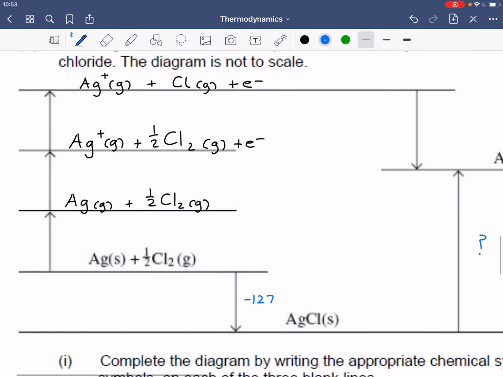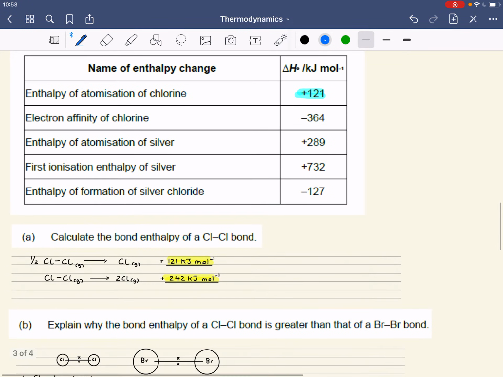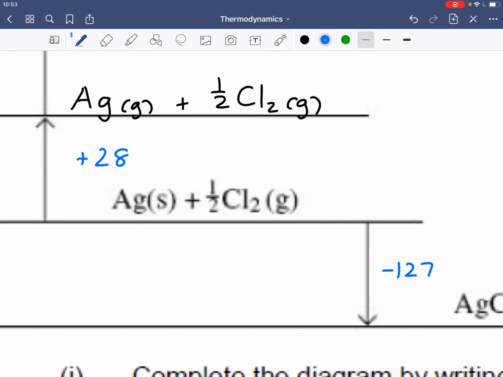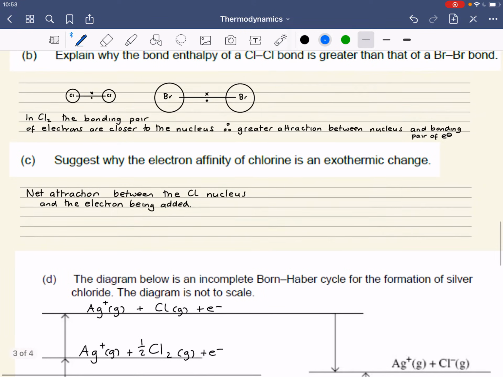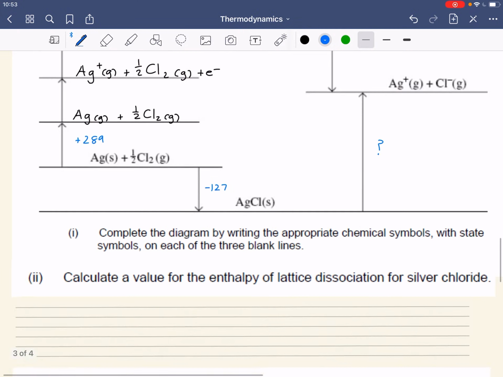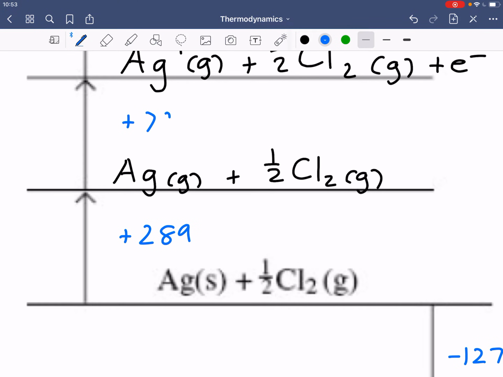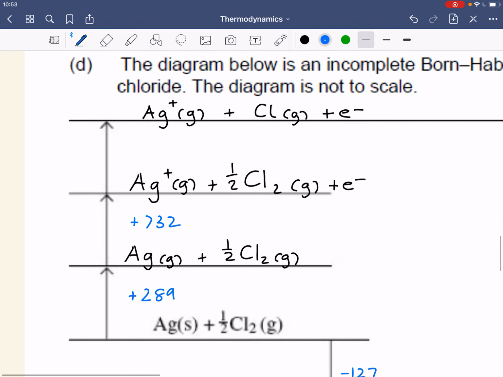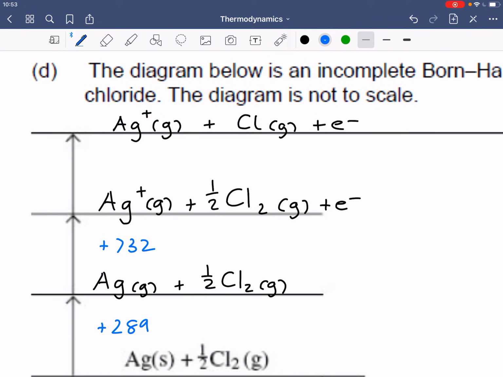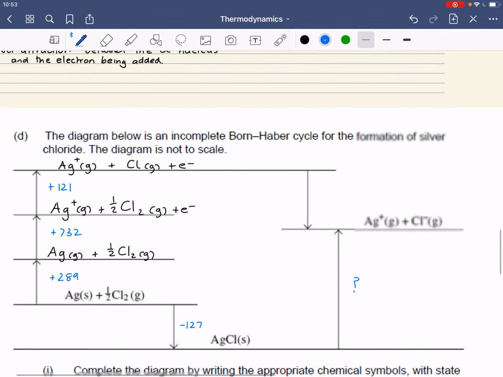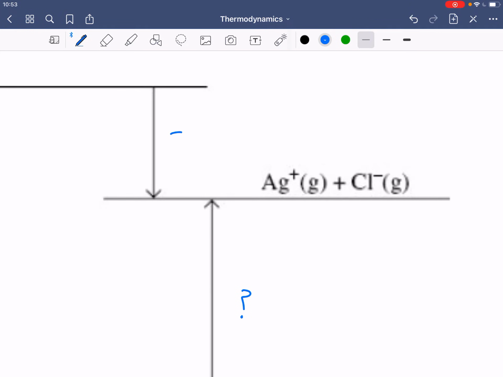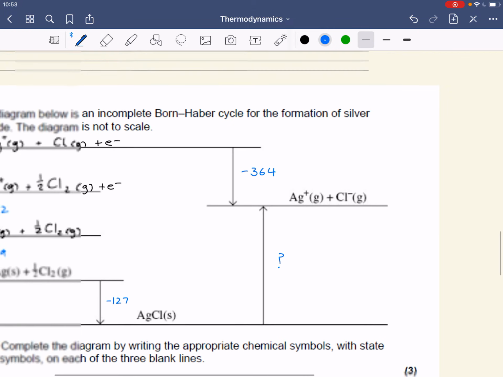The atomization enthalpy of silver is plus 289. The first ionization energy is plus 732. And the enthalpy of atomization of chlorine is plus 121. And the electron affinity is minus 364. So I've got all the values that I need now to work out this enthalpy change.